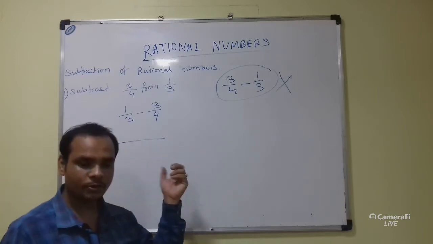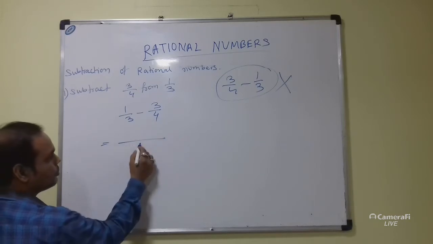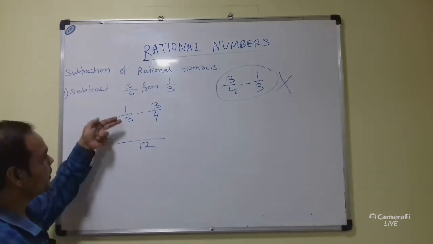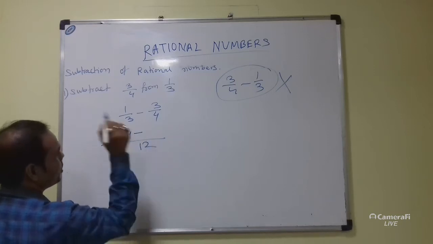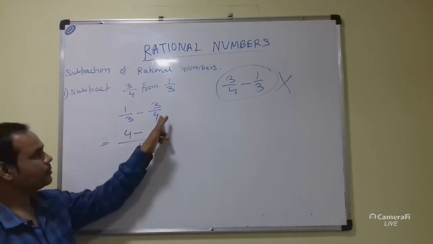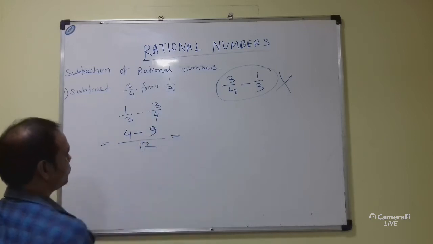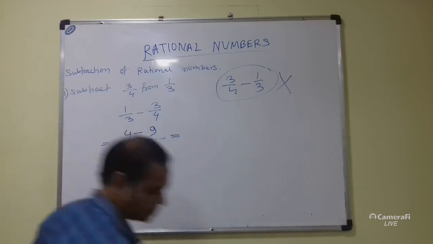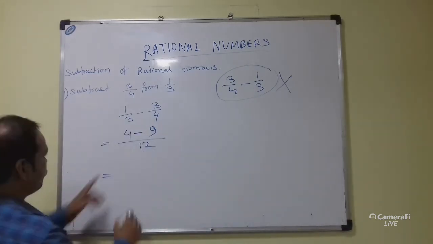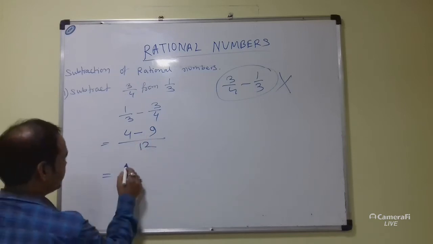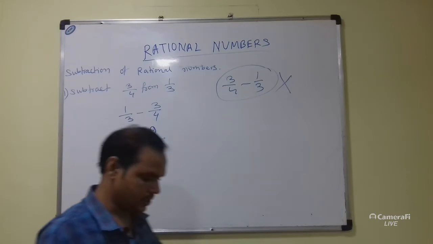Now we have to use a similar process as in addition. Here the LCM of 3 and 4 is 12. Now 12 divided by 3 is 4, and 4 multiplied by 1 is 4, minus 12 divided by 4 is 3, and 3 multiplied by 3 is 9. So the answer will be 4 minus 9, that means minus 5. So minus 5 by 12 is the answer.